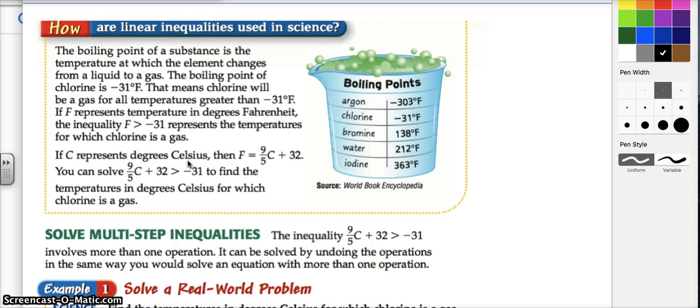If C represents degrees Celsius, then here's the way we would change from Celsius to Fahrenheit. You can solve 9/5 C plus 32 being greater than negative 31 to find the temperature in degrees Celsius for which chlorine is a gas. I know that was a whole lot of mumbo jumbo, but the bottom line is you can translate: since you know that chlorine is going to be a gas at any temperature greater than negative 31 degrees Fahrenheit, you can use this formula to figure out what that temperature would be in terms of Celsius. And so you see them doing that here by saying that since Fahrenheit is equal to this in terms of Celsius, you can set this greater than negative 31 by substituting.